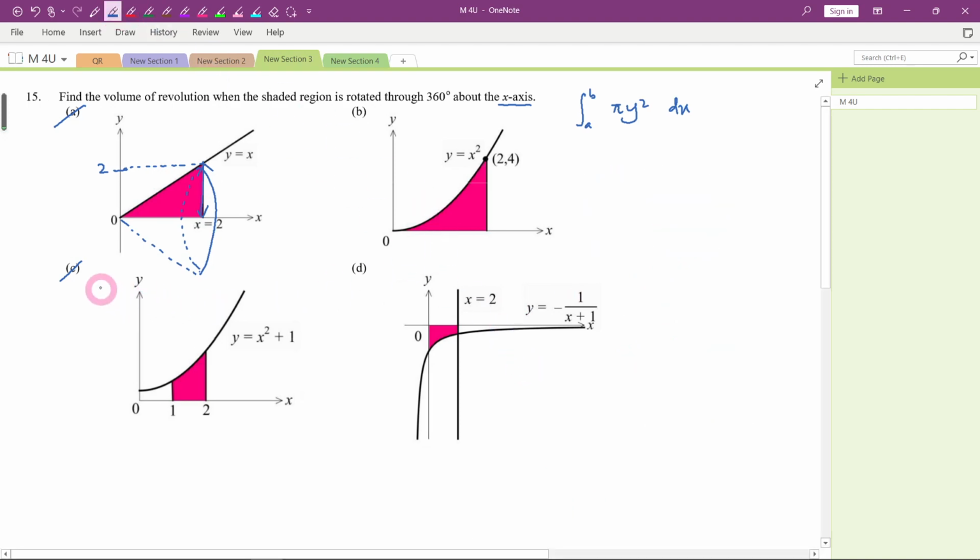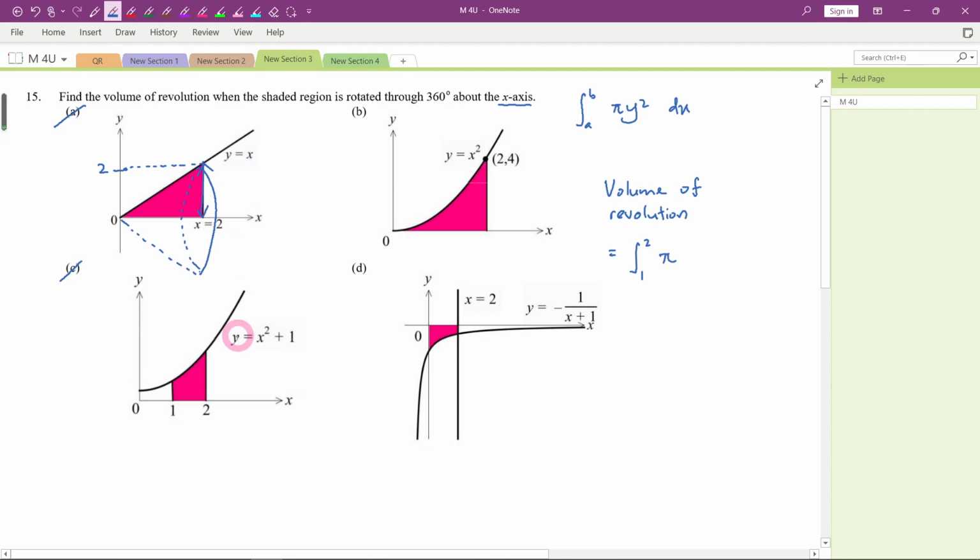Okay, now let's try 15C, this part. Volume of revolution or volume generated. Volume of revolution. Pi y squared dx, because it is rotated 360 degrees about the x-axis. A will be 1. B will be 2. Pi y squared. So in this situation, I would suggest you to do it this way. Just now, the function is actually easier.